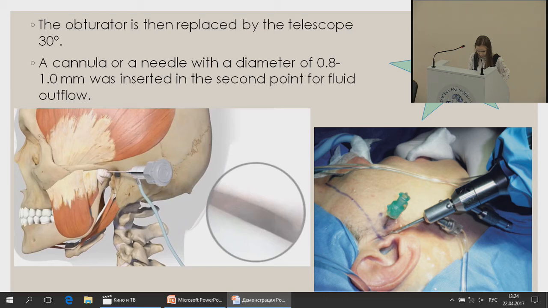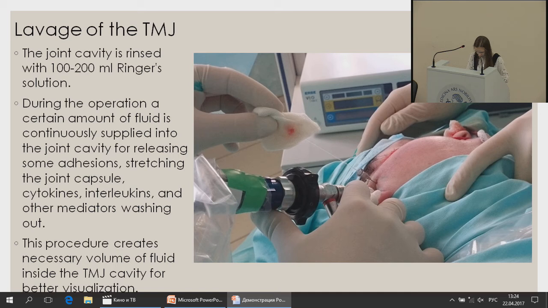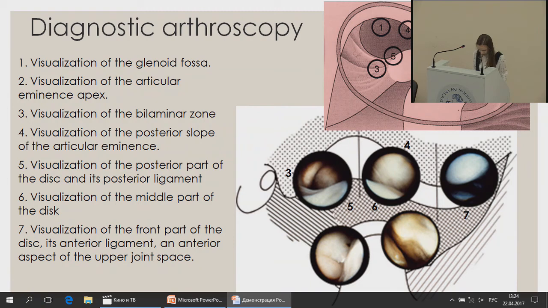Lavage of the temporomandibular joint is performed with Ringer solution. During the operation, a certain amount of fluid is continuously supplied into the joint cavity for releasing some adhesions, for stretching the joint capsule, and for washing out the cytokines, interleukins, and some other mediators. Here you can see the sequence of diagnosis in the arthroscopy.